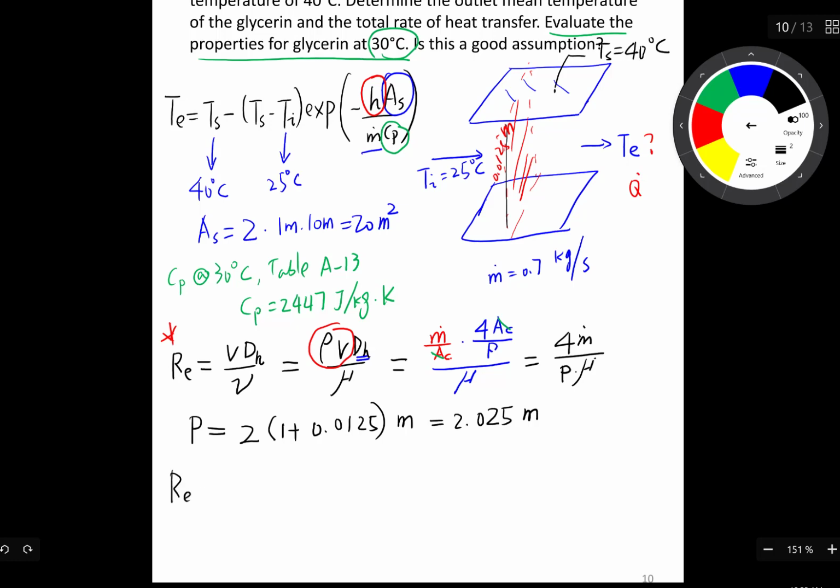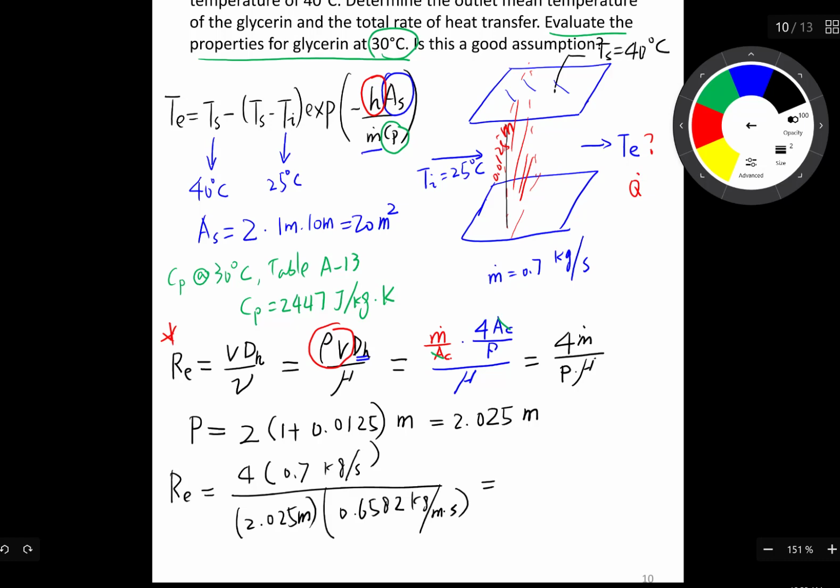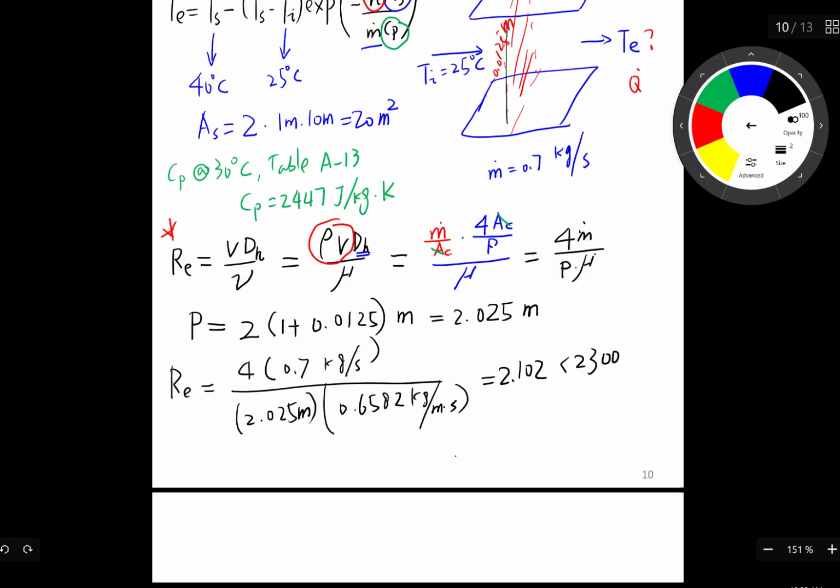So now we can compute Reynolds number. 4 times the mass flow rate, the mass flow rate is provided. This is the perimeter. Dynamic viscosity. So we find this is smaller than 2300. So we know it is laminar flow.